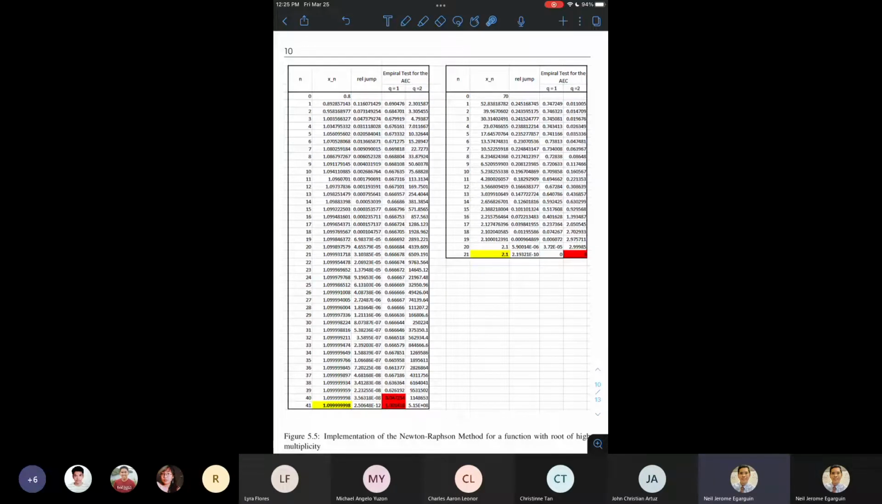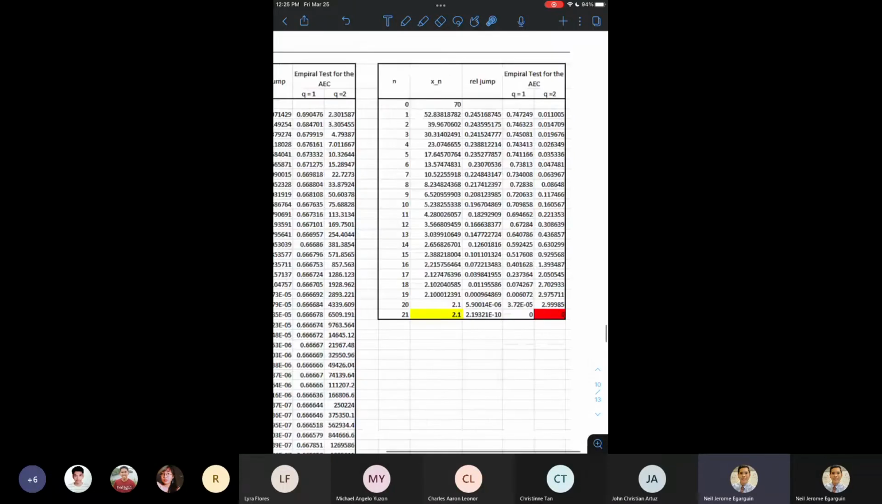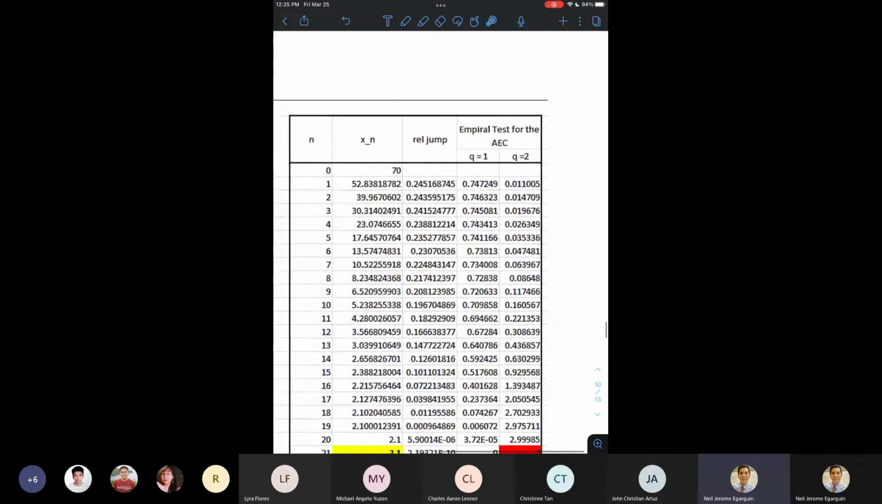Now, let's investigate what happened, okay? Now, I did an empirical test for the asymptotic error constant, which I called AEC in these tables, right? Now, di ba yung asymptotic error constant, siya yung limit ng r minus x sub n plus 1 all over r minus x sub n raised to the power q as n approaches infinity. Tawagin natin itong lambda. Yan yung AEC, right? Tapos si Q yung rate of convergence. So tinest ko, sige nga.